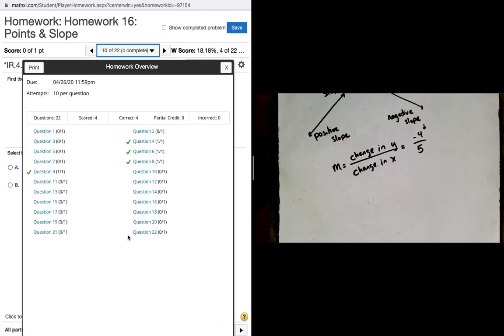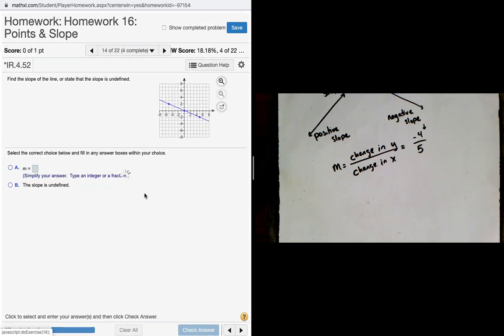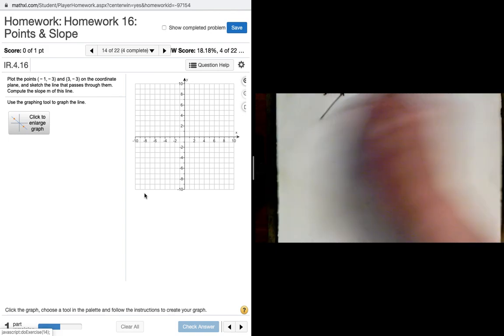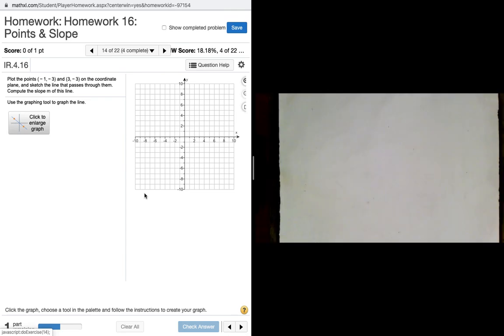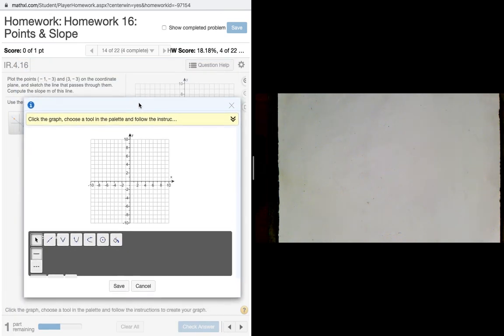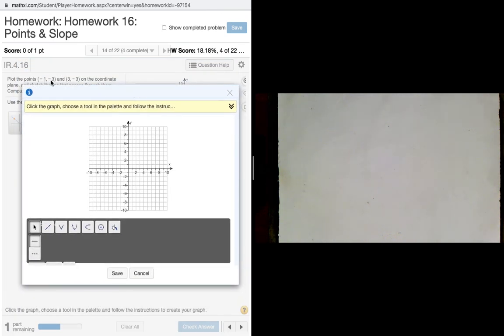So how do we work on these problems if they don't give us these nice points? Well, a couple different ways. One of them, we could just simply graph the points ourselves. This is what problem 14 asks us to do. It gives us 2 points, negative 1, negative 3, and 3, negative 3, and we need to graph them. So I'm going to go over here and I'm going to click on this and it's going to open it up for me. The 2 points I want are negative 1, negative 3, and 3, negative 3.